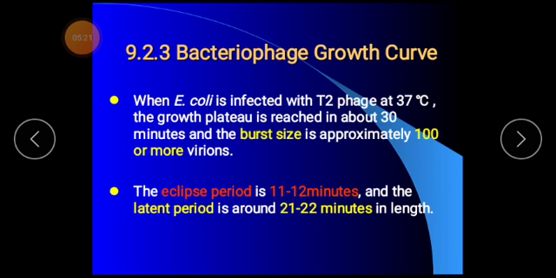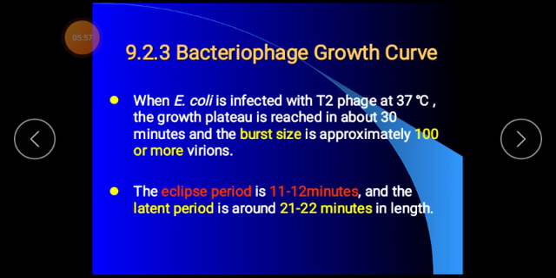Now, the bacterial growth curve when E. coli, Escherichia coli, is infected with T2 phage at 37 degrees Celsius. The growth plateau is reached in about 30 minutes, and the burst size is approximately 100 or more virions. So in T2 infecting E. coli, they burst after about 30 minutes and release more than 100 virions.